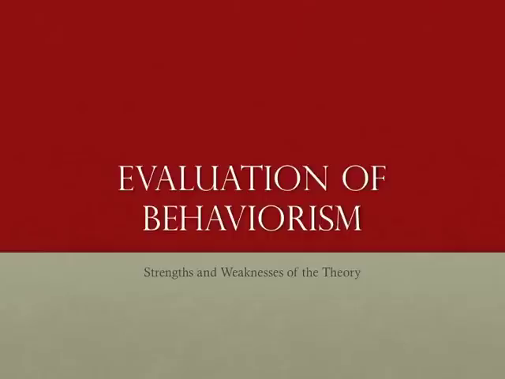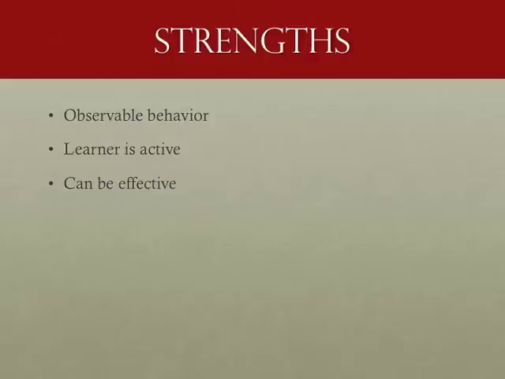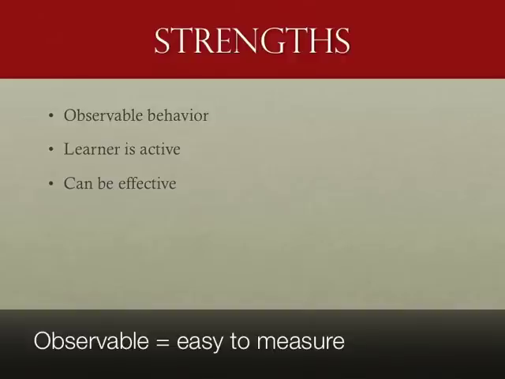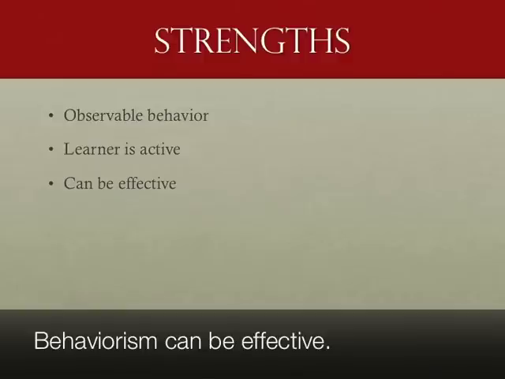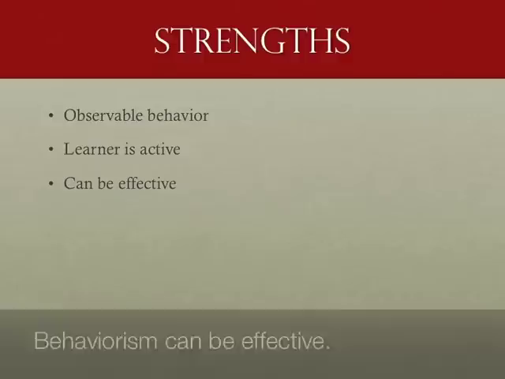Now that we've talked about how you can use behaviorism, let's talk about some of the strengths and weaknesses of it before we move on to cognitive theories. So some strengths of behaviorism is that it focuses on observable behavior. If it's observable, it's easy to measure. So that's actually a strength of behaviorism. Another strength is the learner is active. It's not just someone poking and prodding at people. The learner can react. And the third way is it can be effective. Some of those strategies that we've discussed are very effective.